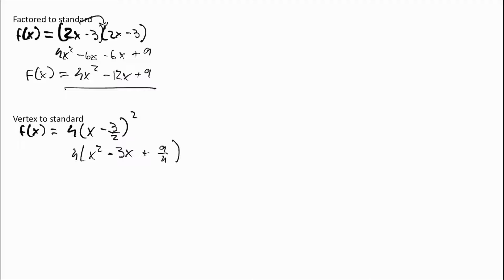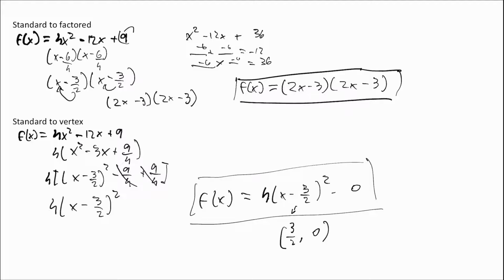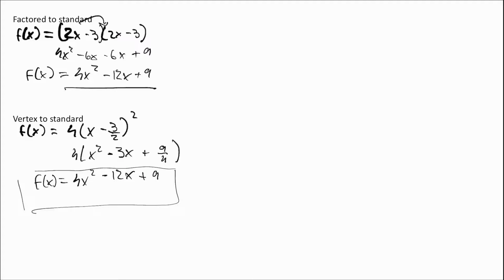And then I multiply this by 4, will get me 4x squared minus 12x plus 9. So f of x equals 4x squared minus 12x plus 9. Once again, the correct answer, my standard form from the beginning, the same standard form I got from my factored form, the same standard form I transformed into vertex form beforehand, showing that this is indeed the correct method.